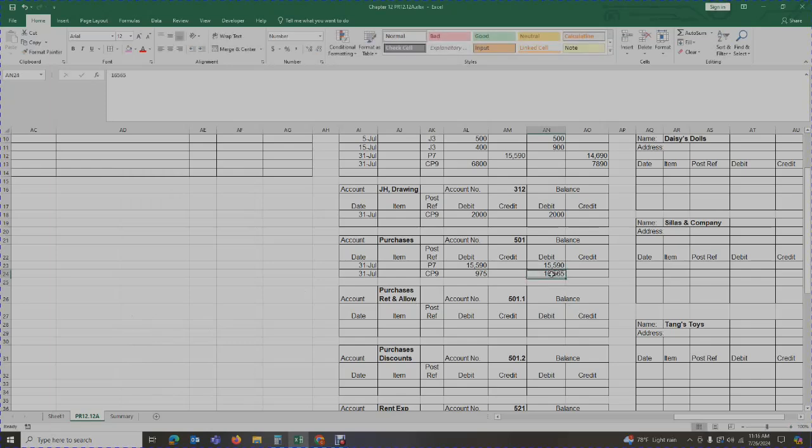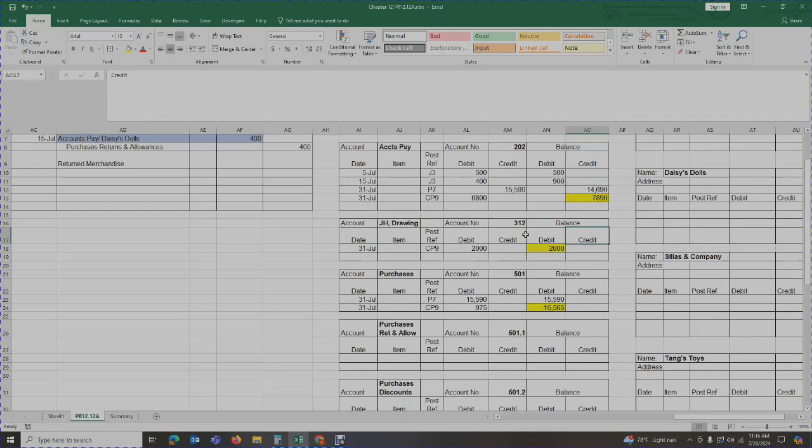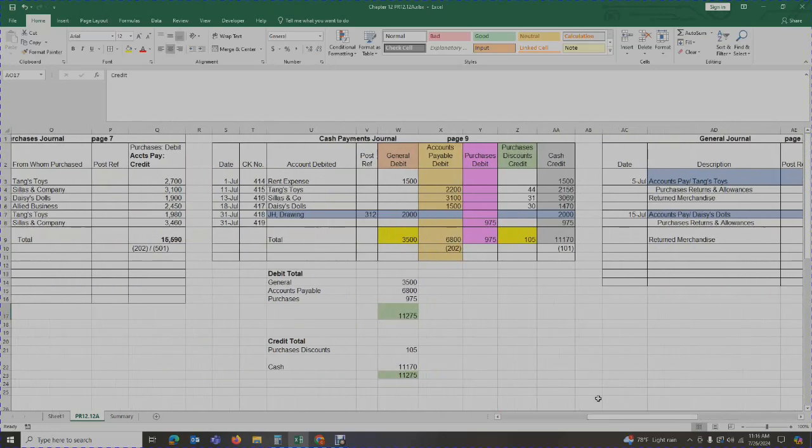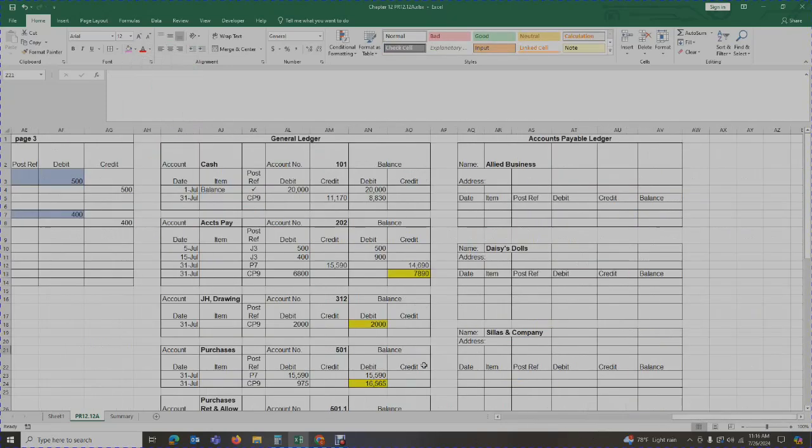Okay, so let me start highlighting the ending balances. So those are my ending balances on each of my accounts. Okay, so now that I've recorded that here, I'm going to go back to my journal over here, my cash payments journal, and I posted those $975. I posted it on my account number 501. Okay, so we've done purchases.